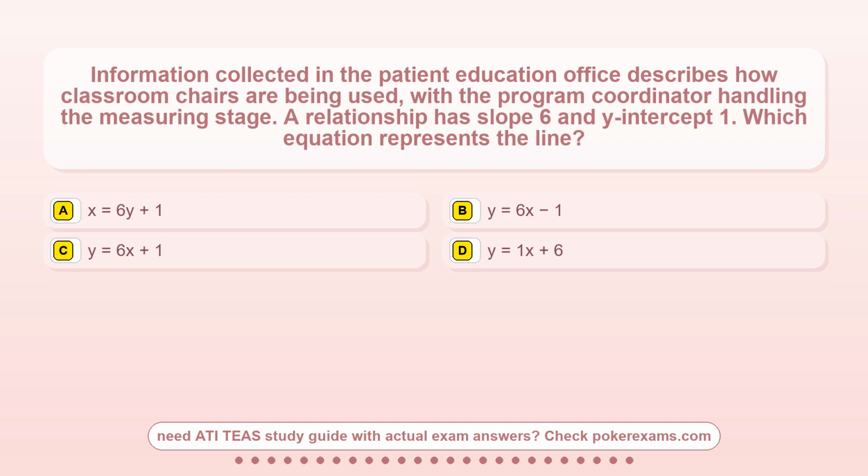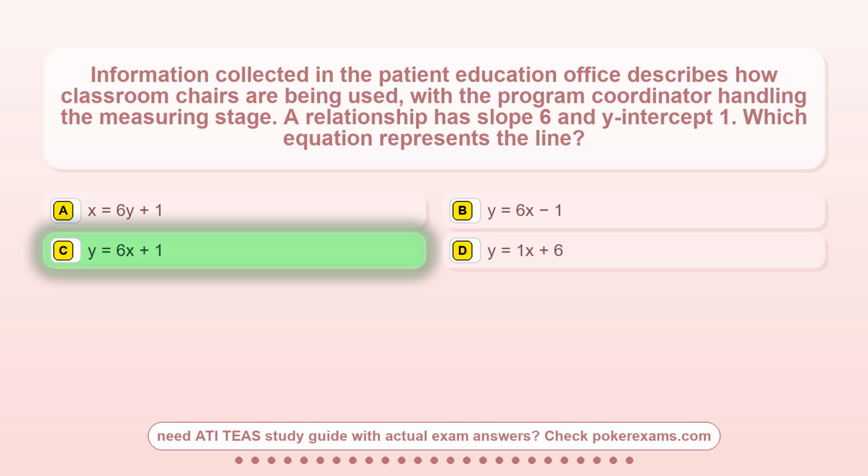Information collected in the patient education office describes how classroom chairs are being used, with the program coordinator handling the measuring stage. A relationship has slope 6 and y-intercept 1. Which equation represents the line? Option A, x equals 6y plus 1. Option B, y equals 6x minus 1. Option C, y equals 6x plus 1. Option D, y equals 1x plus 6.